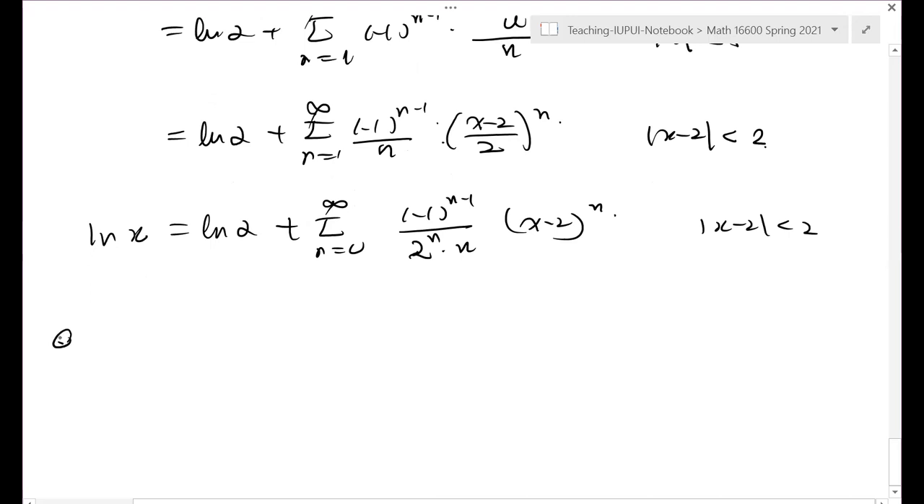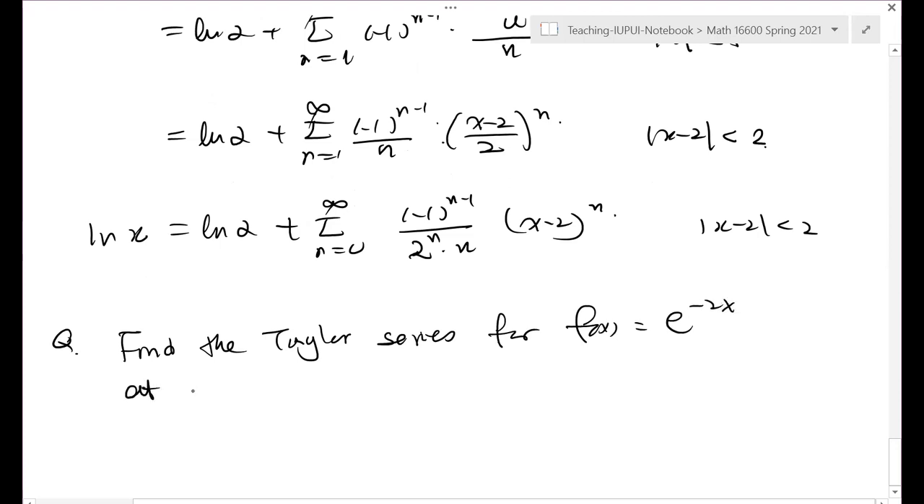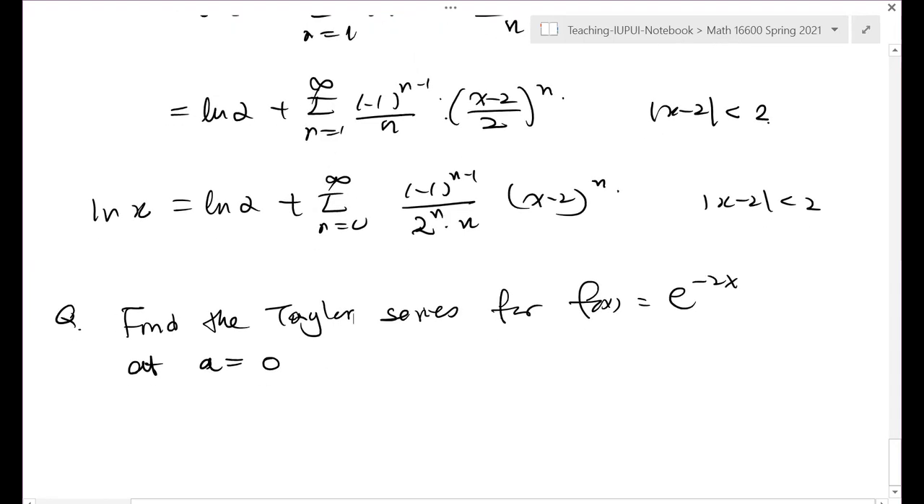All right, here's another question. Find the Taylor series for the function f of x equals e to the negative x at a equals 0. Now, a equals 0 means sometimes it's also called the Maclaurin series. Taylor series at 0 is also called Maclaurin. We try to give some credit to Maclaurin.